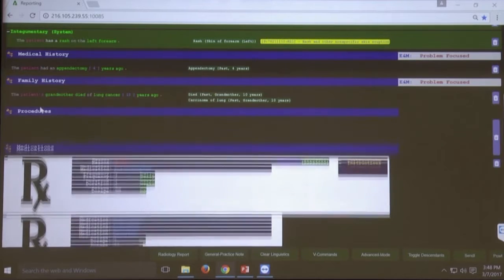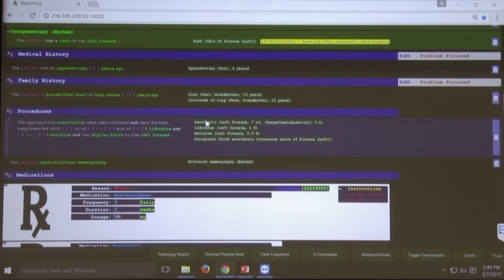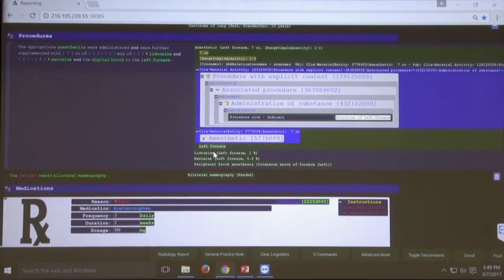So that's on the medications. If I do it in procedures, the appropriate anesthetics were administered and were further supplemented with 7 cc's of 1:1 mix of 1% lidocaine and 0.5% marcaine in the digital block to the left forearm, period. So imagine how long it would take you to click through that.